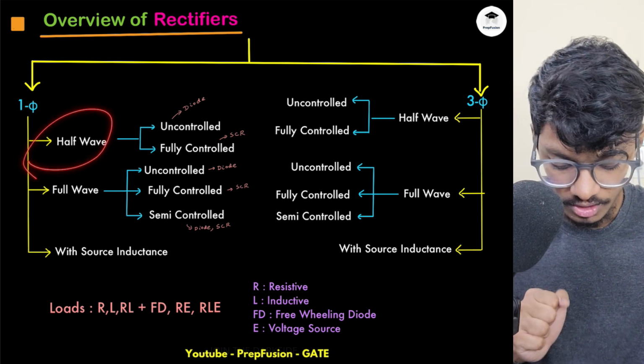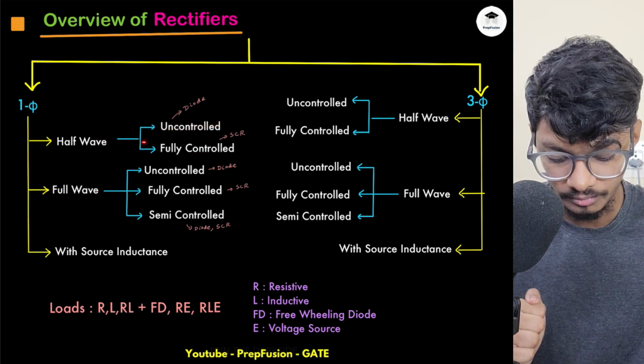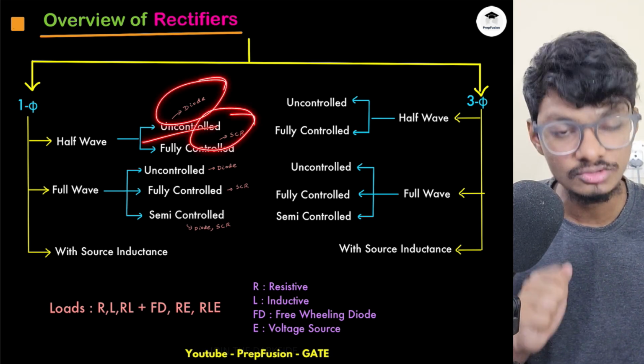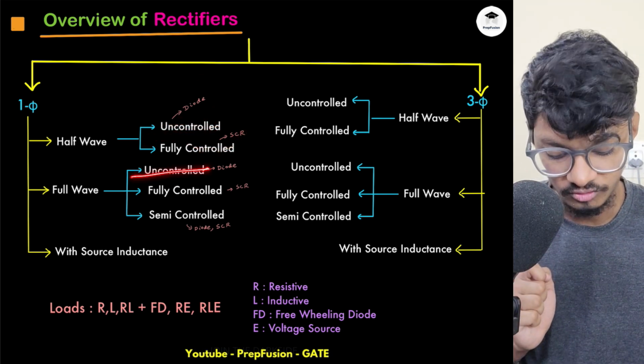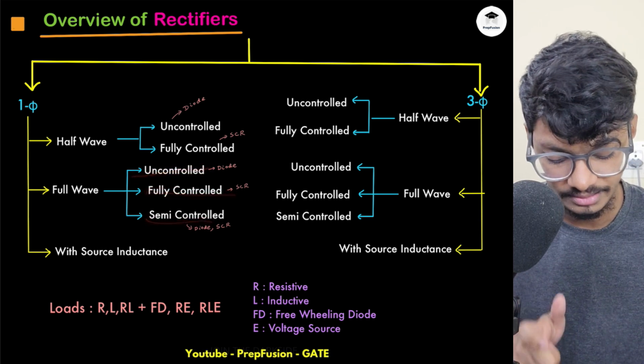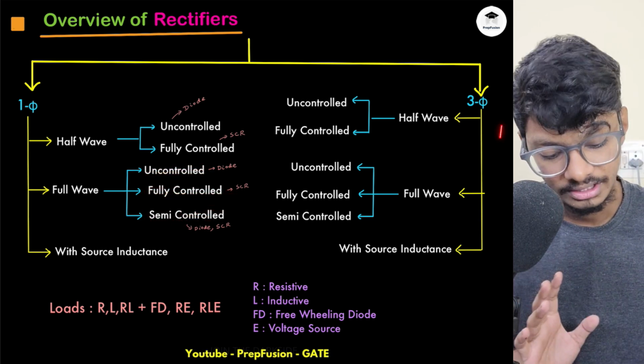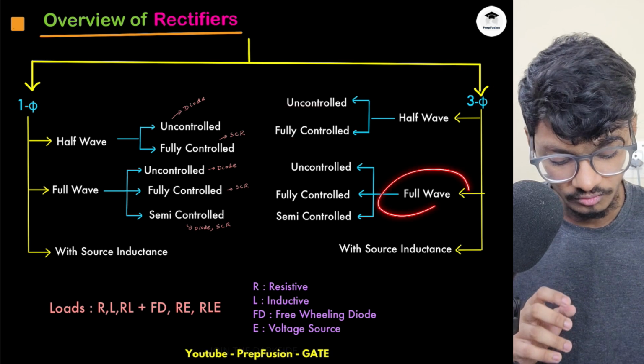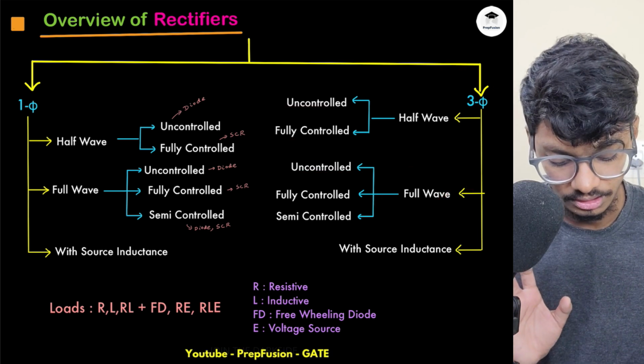Now in half wave, we have uncontrolled and fully controlled. Uncontrolled means only diodes will be present, fully controlled means only SCRs will be present. Then in full wave, uncontrolled, fully controlled, and semi-controlled. In semi-controlled, diodes and SCRs both will be present. In 3-phase also uncontrolled and fully controlled. In full wave also fully controlled, uncontrolled, and semi-controlled.